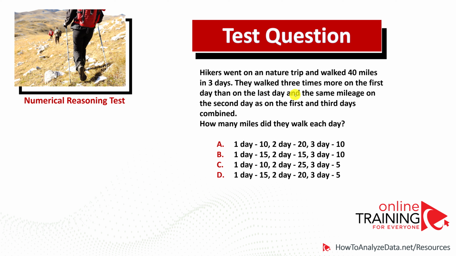So 5 multiplied by 3 equals exactly 15. The second part of the sentence indicates that they walked the same mileage on the second day as on the first and third days combined. So if we validate against this part of the logic, you will see that 20 is equivalent to 15 plus 5. So that's another match for choice D. But that's a lot of guessing. Let's go to the formula-based solution.